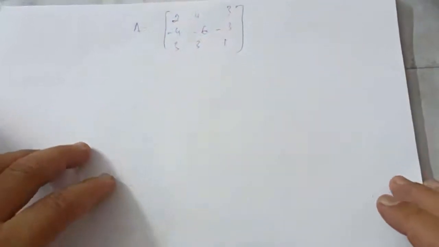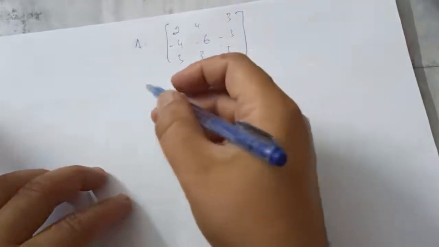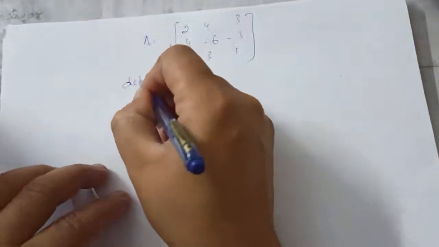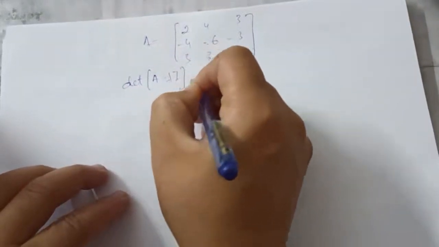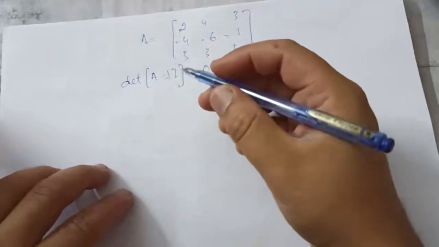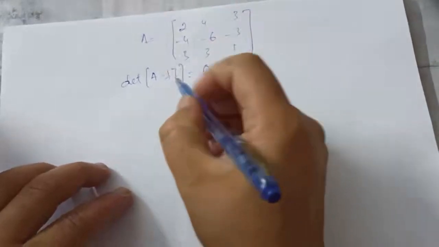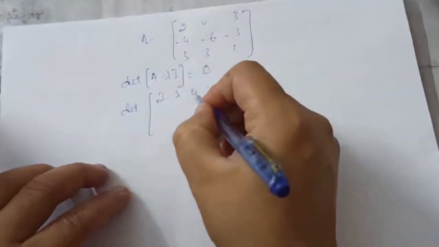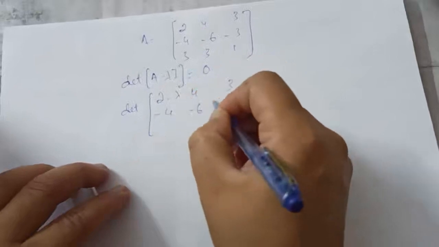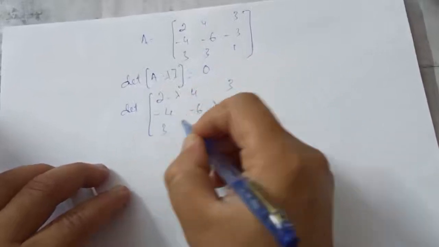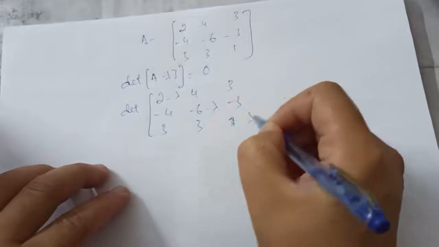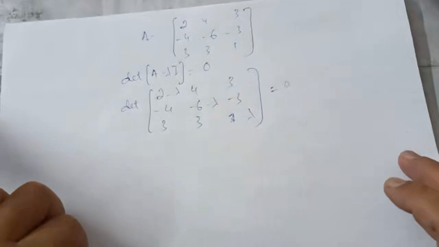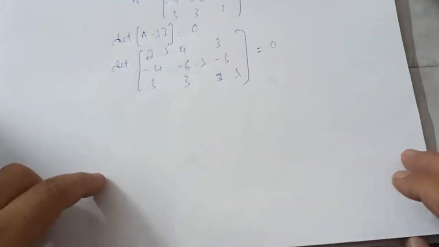Again, the first thing you have to do is find the eigenvalues of this matrix, which is again the determinant of A minus lambda I equal to 0. That is nothing but the determinant of [2 minus lambda, 4, 3], [-4, -6 minus lambda, -3], [3, 3, 1 minus lambda], right?